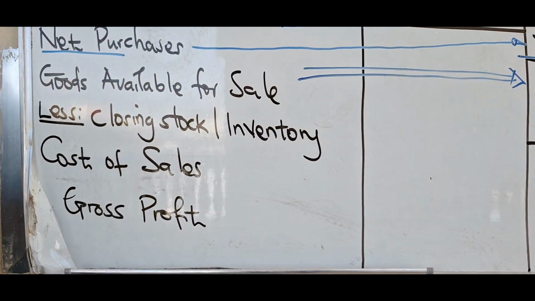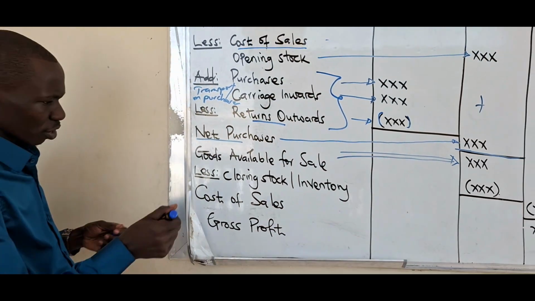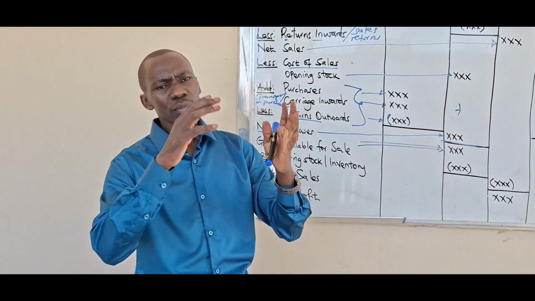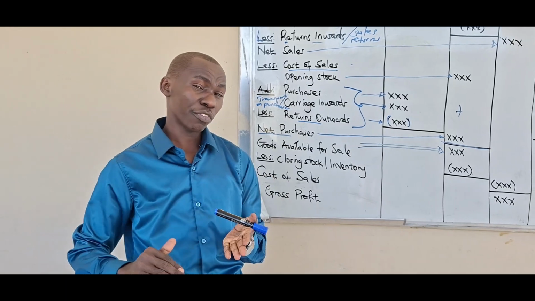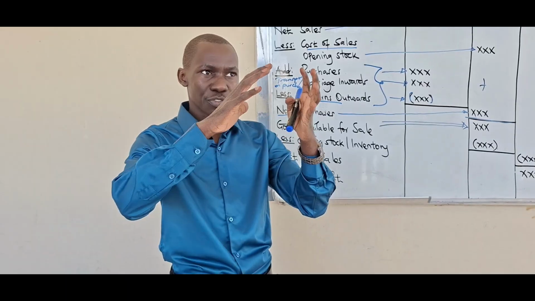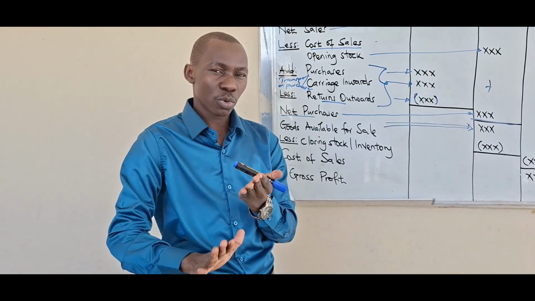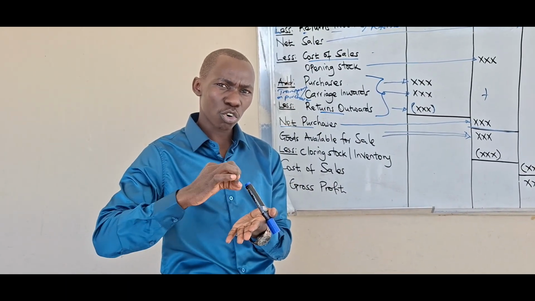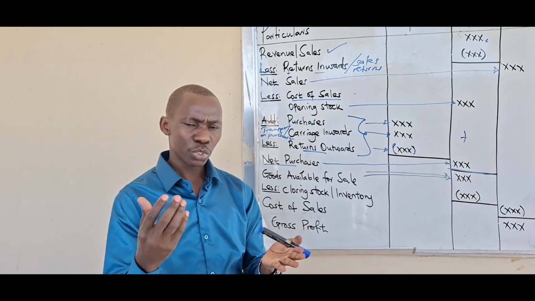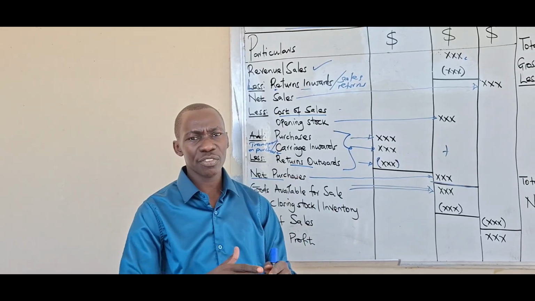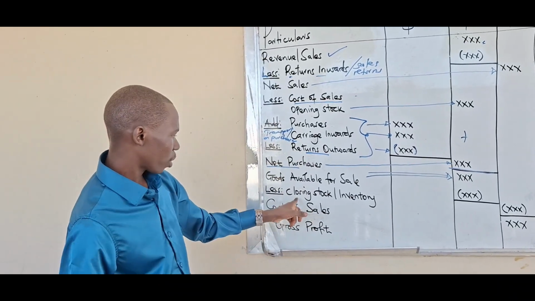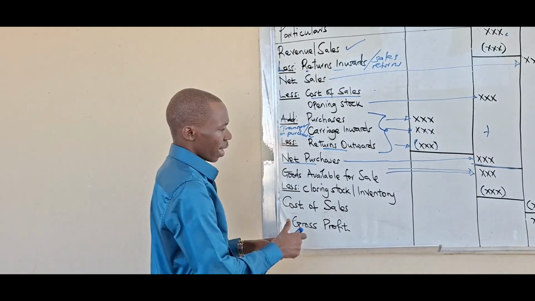So you have your goods available for sale. What do you do to get cost of sales? You check. In most cases, they can put closing stock in additional information, because if the question given to you is in the form of a trial balance and you are required to prepare an income statement, this closing stock will be outside the trial balance, or what we call additional information. You check stock at the end of the year. If your year ends on 31st December, that will be your closing stock or inventory. You come here, you subtract from your goods available for sale.